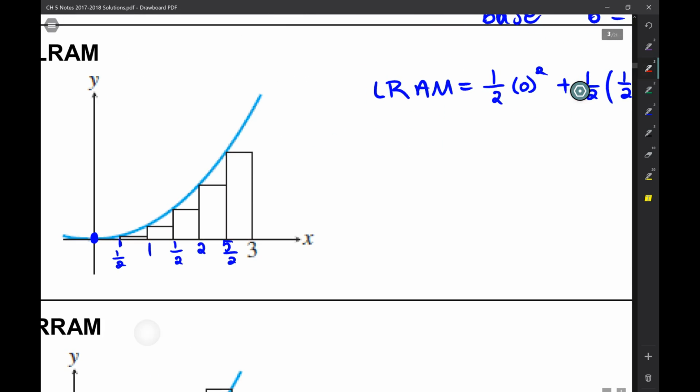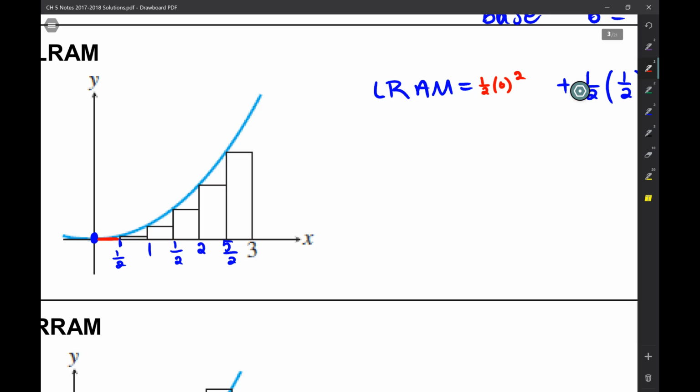Look, I'll do it this way. This is the first rectangle. Okay? So it's 1/2 times 0 squared. Okay, so you see how the red is the first rectangle. What's the left end point of the rectangle? X equals what? 0 squared. Alright? And then let me do another color. Let's do blue for this one. The base is 1/2. The height is the left end point, 1/2 squared.